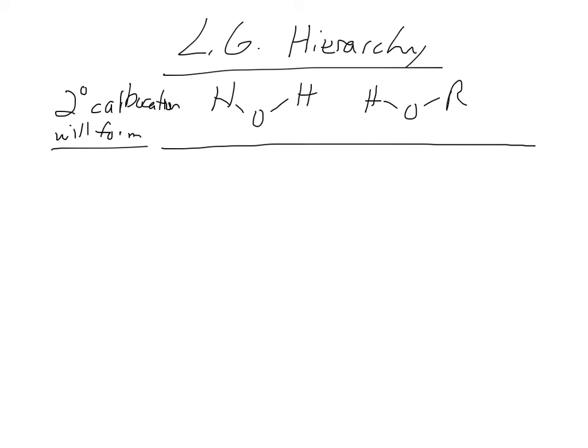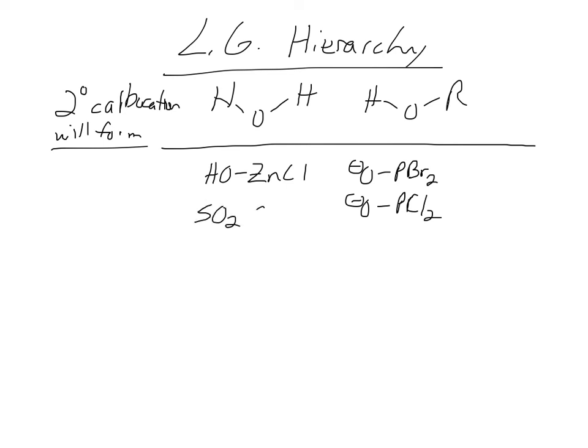One step below that is our zinc guy. Not quite good enough for a secondary carbocation, but still good. Our O minus PBr2 and our O minus PbCl2. This is a second tier kind of group. And our other leaving group, remember, it was the SO2 and the Cl minus. Those guys were kind of combined together. That was a pretty good leaving group, but not good enough to make a secondary carbocation.